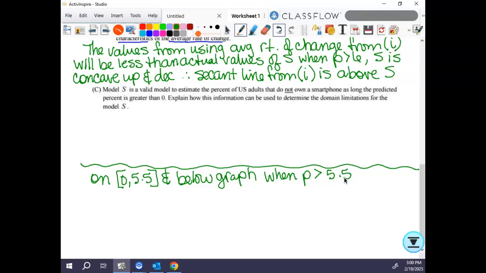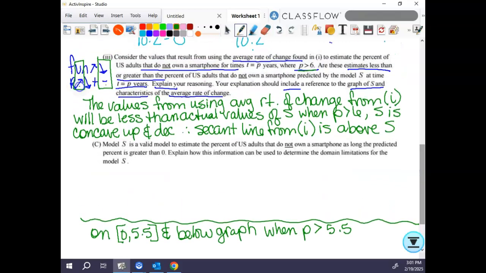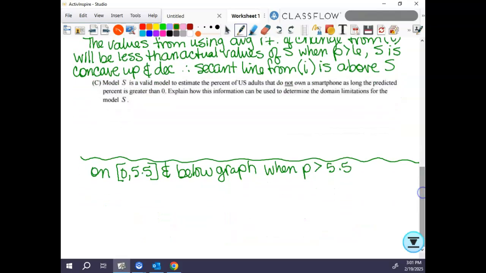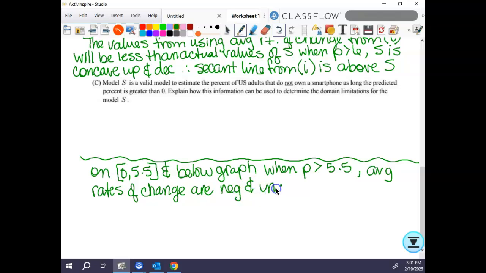Now, here's one thing that's kind of weird about this particular question: I don't really need to talk about the characteristics of the average rate of change, but it says I do. So I need to go ahead. I know what's happening with the rates of change. I just figured that out. Rate of change is increasing and negative. So I should say average rates of change are negative and increasing. And that's true for the whole thing because it's always concave up.